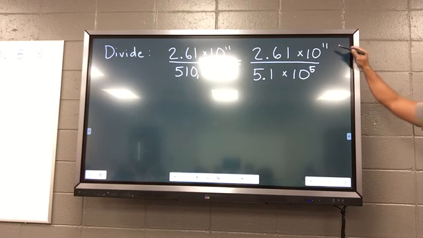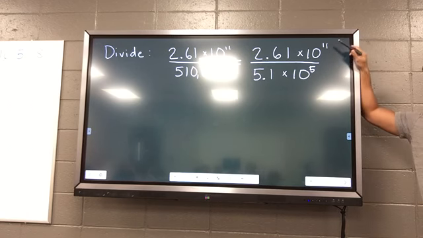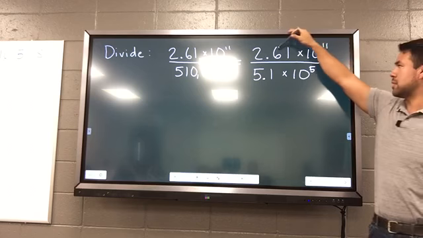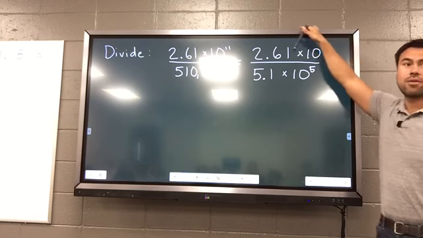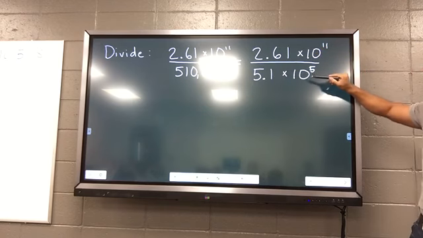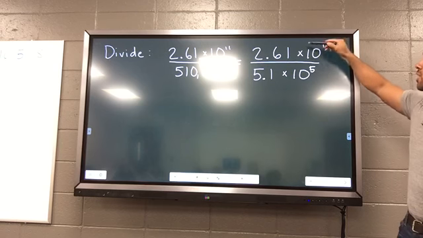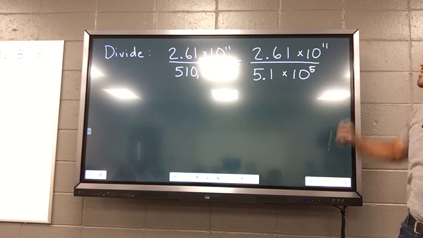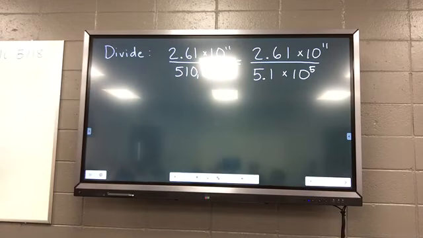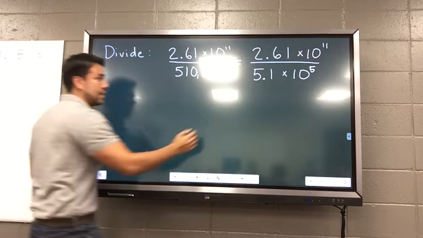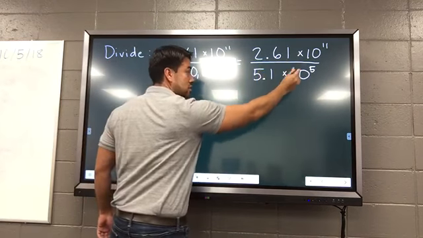Anyway, how many of you got this right here? Okay, now this is what we're going to do. What's going on between the 2.61 and the 10 to the 11th? Multiplication. What's going on between the 5.1 and 10 to the 5th? What's going on between these two numbers, though? Division. Okay, so I'm not just going to use the commutative property to move things around and jumble them up, but I am going to understand that I can break this down into two fractions.